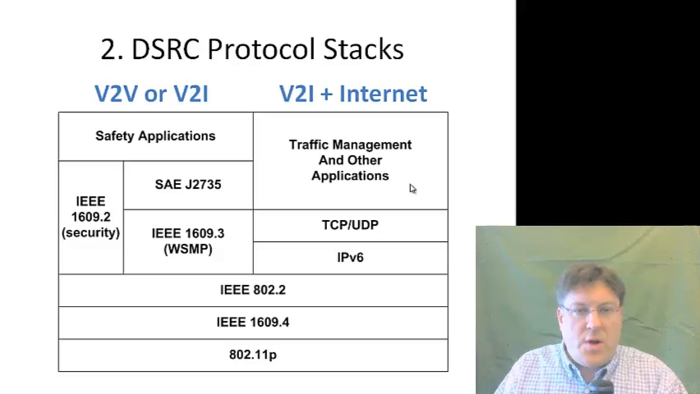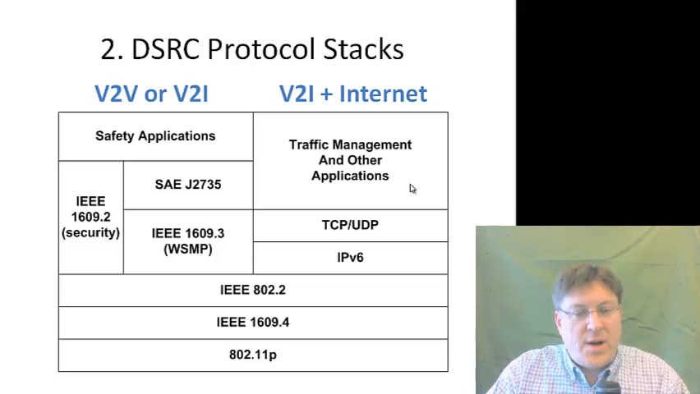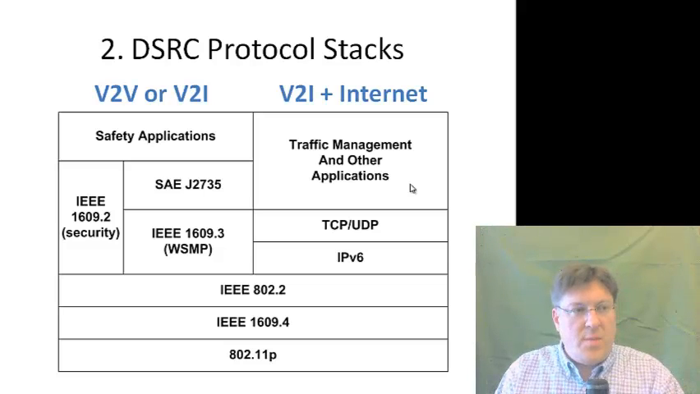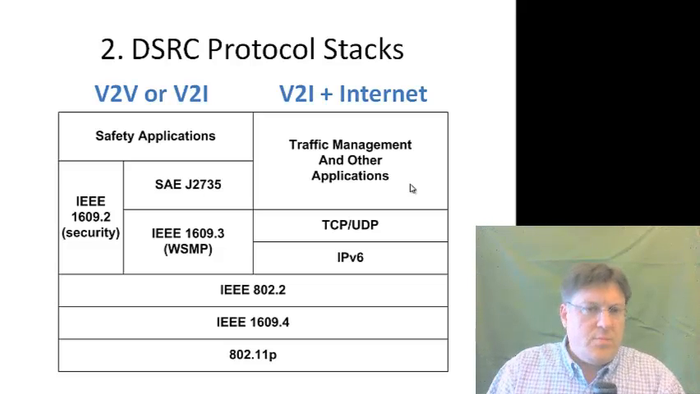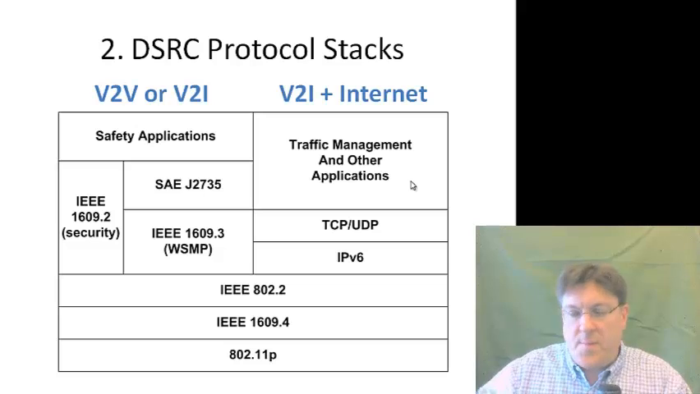There are two protocol stacks. One of them is the WSMP, the WAVE Short Message Protocol. These are for very quick ad hoc connections between vehicles where there's no handshaking required. They're low latency, very small messages typically that are communicated frequently and rapidly. And they are wireless also. And that's the V2V or V2I when there's no internet involved.